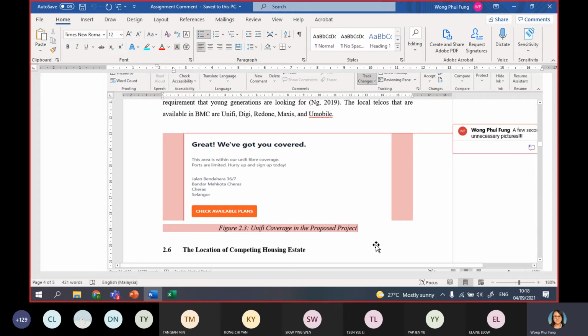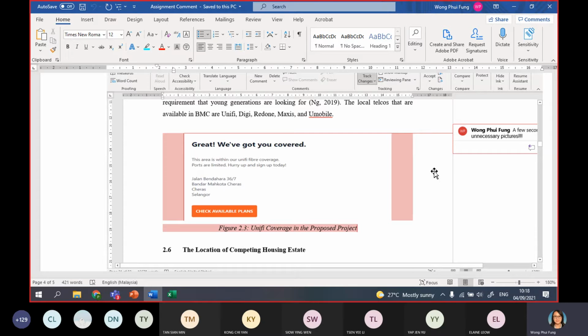Before you insert any table and figure, think about whether it is necessary or not. If you just write, the local telecommunication providers available are Unifi, Digi, Maxis, and U-Mobile, that's it. Do you think I will still penalize you? Hey, where is the proof? You are not in secondary school or primary school already. So that's why I will trust you. You won't simply write anything, isn't it?